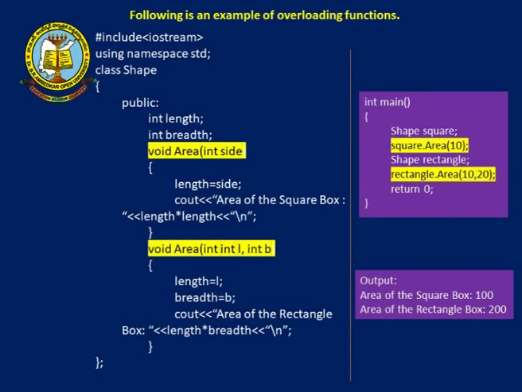So let us see a sample code. In this example, I have a class named shape, and we have two public data members.